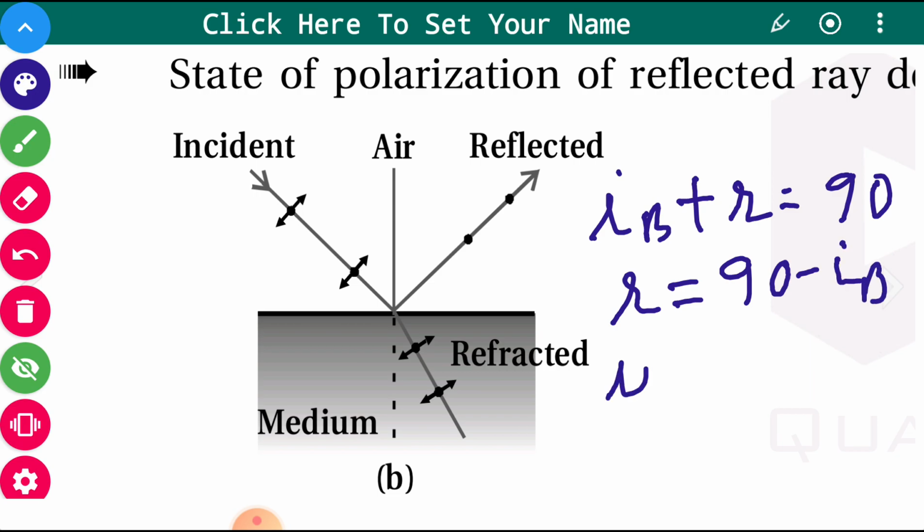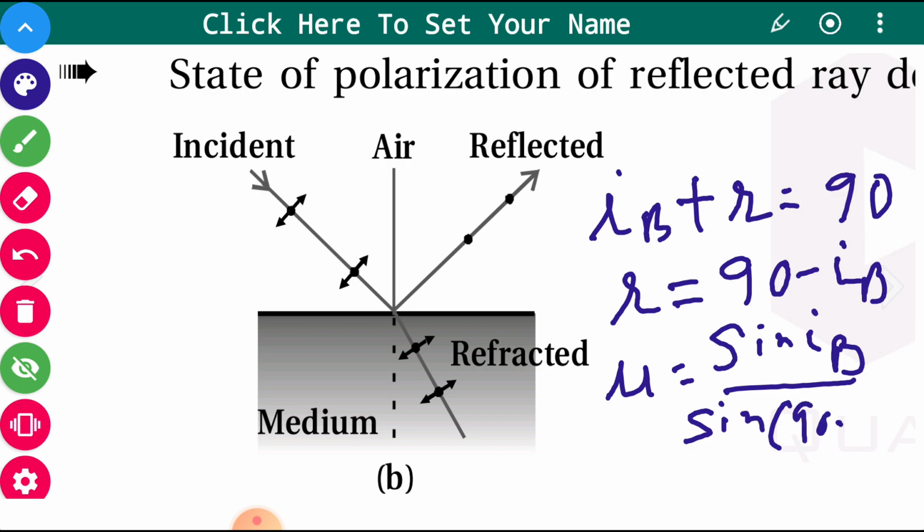In our equation, mu is equal to sin IB upon sin R. Instead of R, you can write 90 minus IB. So it becomes sin of 90 minus IB, which is cos IB, so mu is equal to tan IB. This equation is known as Brewster's law.